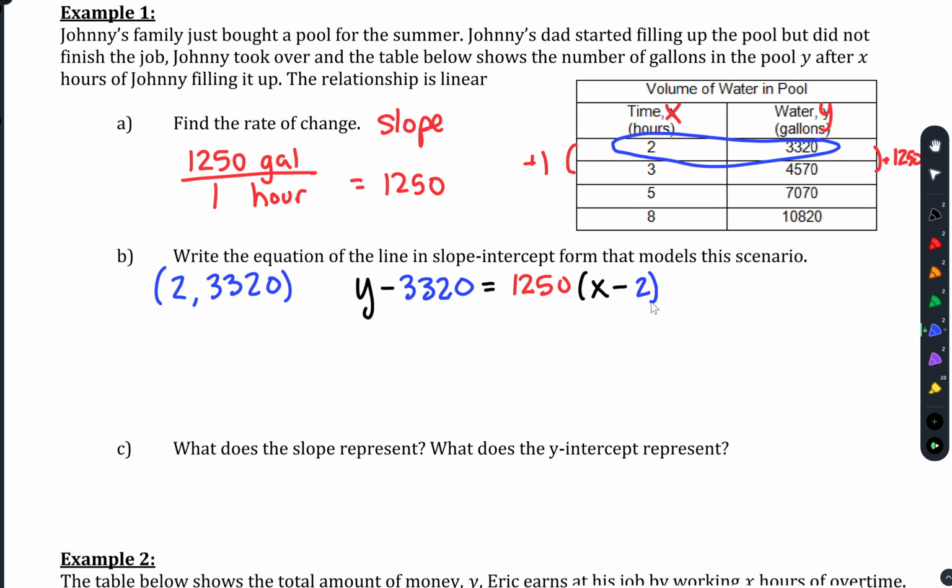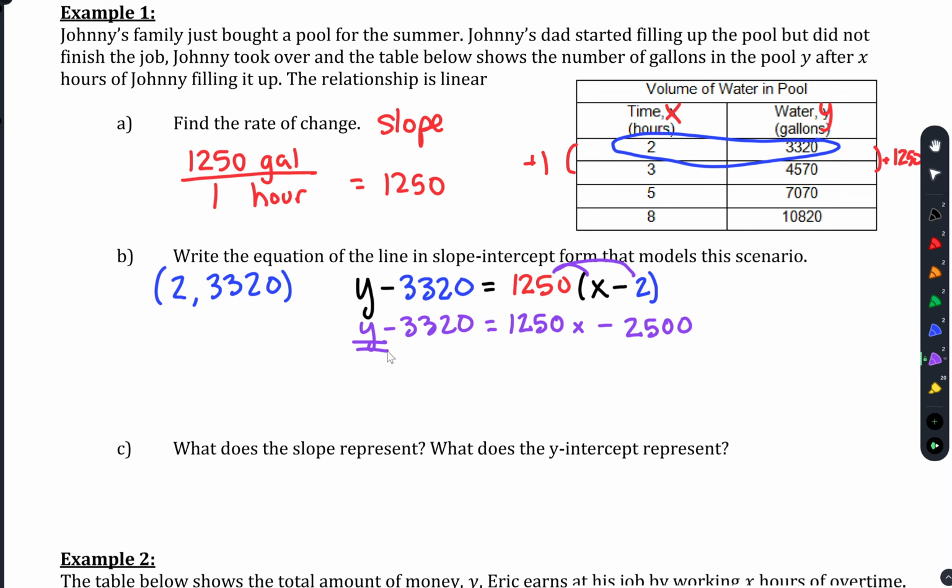Now I'm not done. I have to get this into slope-intercept form. So how do I transfer this into slope-intercept form? Jay? Why do we have to do it the hard way? Well, because we got to do it this way. Just get practice. Cody? Solve for y. I'm going to start by distributing 1,250 times x and 1,250 times negative 2. This is 1,250x minus 2,500.